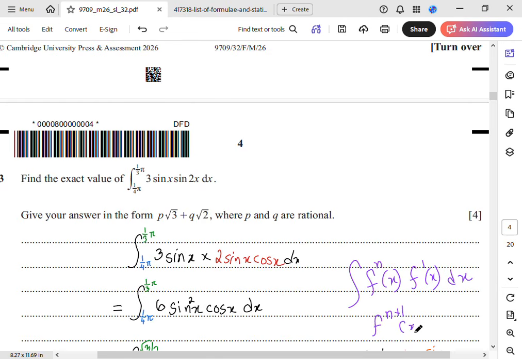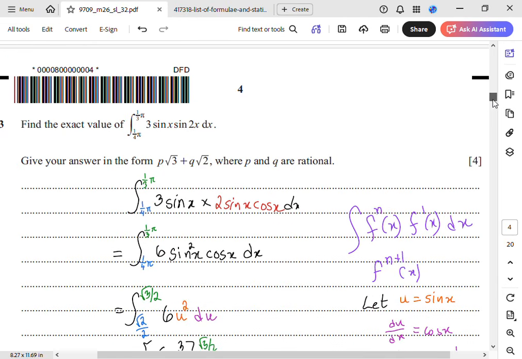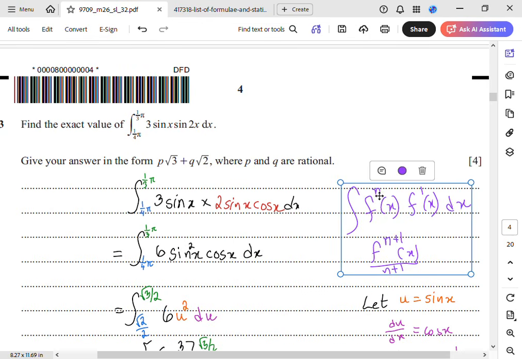That's the easier way of doing it. However, I use the linear method, so that's n by n plus 1, right? Let me just move it up a bit. So you could have done it easily. If I say that sine x is my function, then what's the derivative of sine x? That's cos x. So it's there, right? So I could just integrate this. So it would be 6 sine cubed x divided by 3.